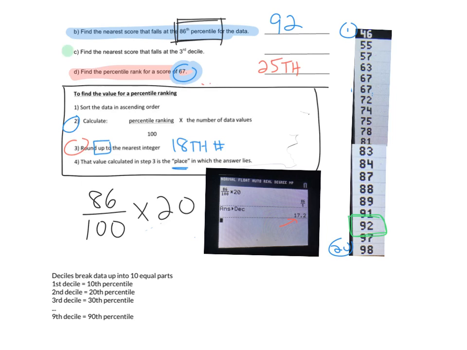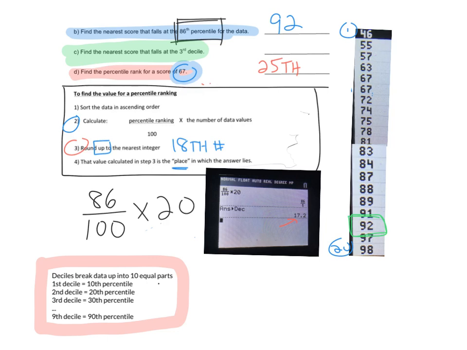Finally, for part C, find the nearest score that falls at the third decile. Well, deciles break the data up into 10 equal parts. Percentiles break them up into 100 parts. Well, deciles break the data up into 10 equal parts.